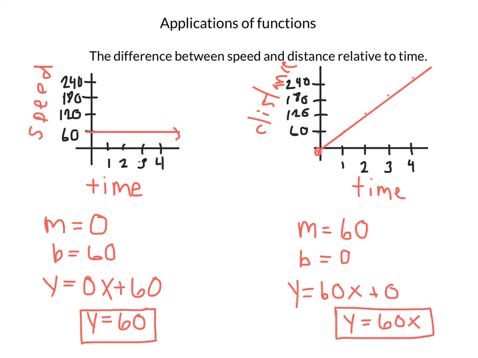All right, so there is the difference between speed and distance. Speed will usually be a constant in reference to linear functions, and distance will be a constant increasing speed, which would be our 60.